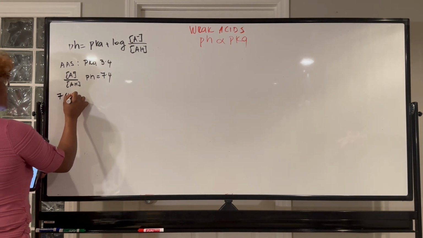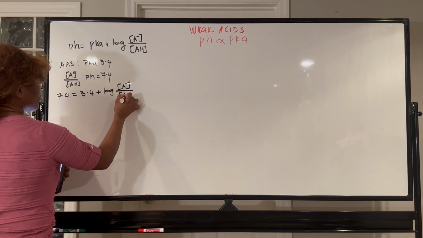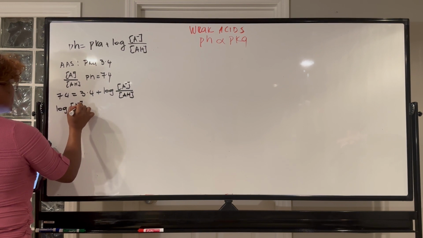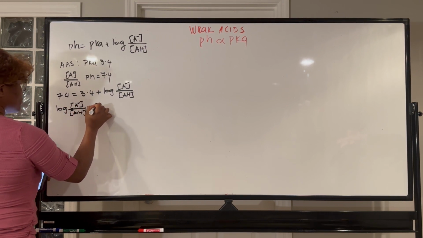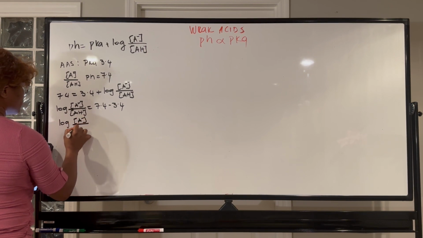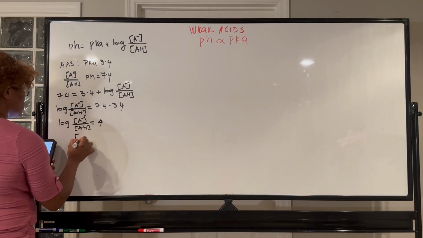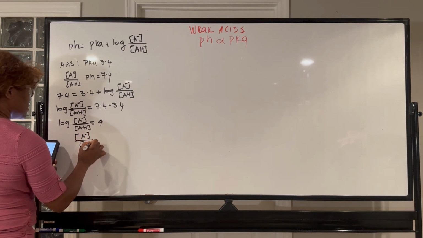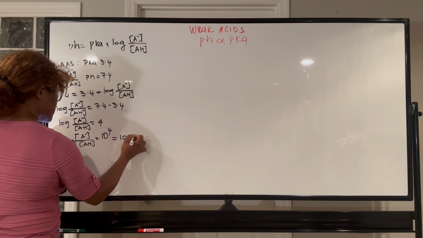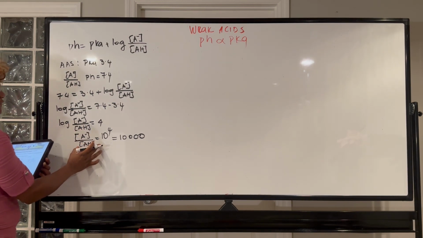So I'm just going to plug my variables into the equation. pH 7.4 equals 3.4 plus the log of the ionized over the non-ionized aspirin. So the log of the ionized over the non-ionized is equal to 4. Now I'm trying to get rid of the log. To get rid of the log, I'm going to raise 10 to the exponent 4, which is equal to 10,000. So from here, I already know that I have 10,000 times more of the ionized form versus the non-ionized form.